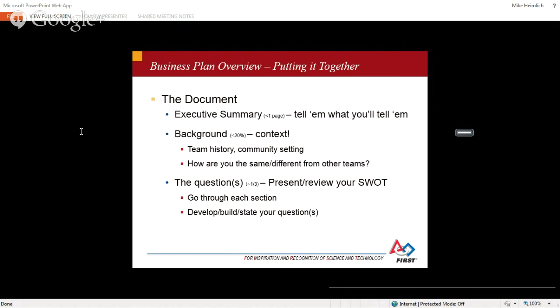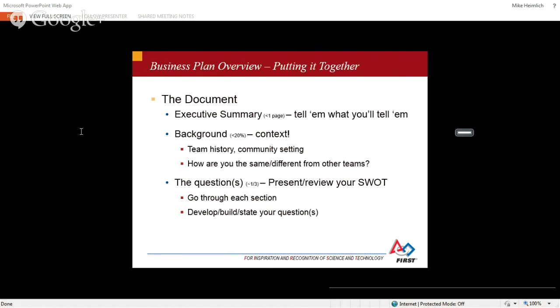All those things, how long you've been around, who your sponsors are, feed into your background and set the context so that people can understand your particular SWOT analysis and the resources that are going to be available to you to solve your problem or answer your questions. That's definitely right.